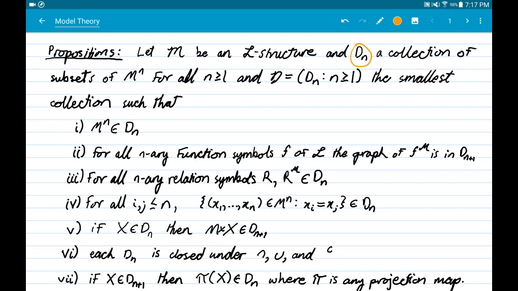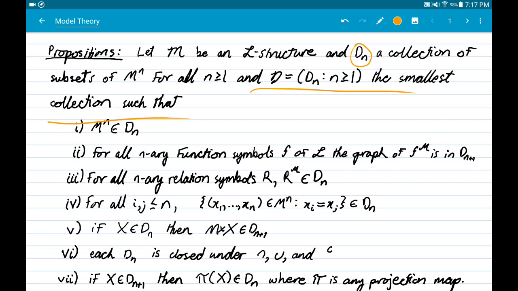And so, of course, each element of D_n will be a subset of M^n, because, of course, those are just tuples of length n. And then we take the smallest collection satisfying certain properties that will guarantee that we're talking about definable sets. We require that it be the smallest set satisfying these properties, so that once we establish that anything that has these properties is definable, then we take the smallest such set, ensuring that no non-definable things get into this collection D.